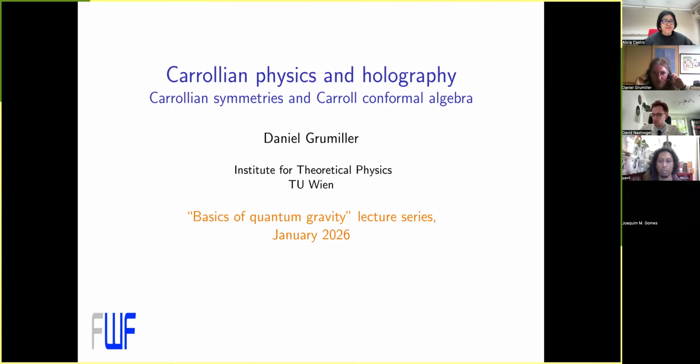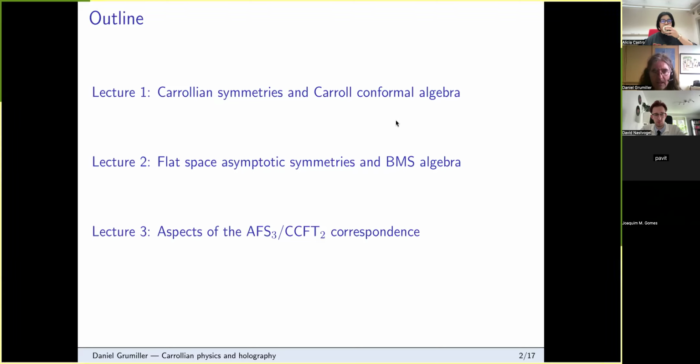Okay, yeah, thank you very much. So I'll be giving a lecture series of 3 lectures on Carrollian physics and holography. And the first one will be on Carrollian symmetries and the Carroll conformal algebra. So here's an outline of the 3 lectures. Today, as I just said, Carrollian symmetries and Carroll conformal algebra. The next lecture later this week will be on flat space asymptotic symmetries and the BMS algebra. And the last lecture, which will take place next week, will be on aspects of the asymptotically flat space Carrollian CFT correspondence in 3 bulk dimensions and 2 boundary dimensions.